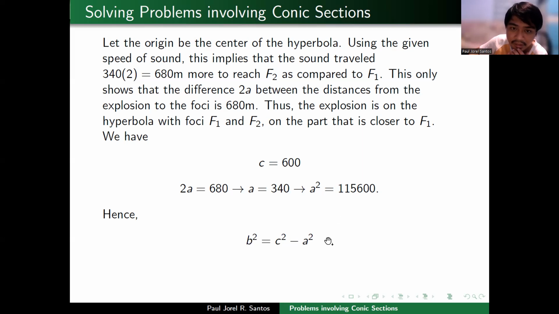But transforming it, since b is unknown, we have here b squared is equal to c squared minus a squared. Now, what is our c? That is 600. What is our a? That is 340. A squared is 115,600. So in other words, we have here 600 squared minus 340 squared, or 360,000 minus 115,600. Subtracting these two will give us 244,400. So that will be the value of b squared.